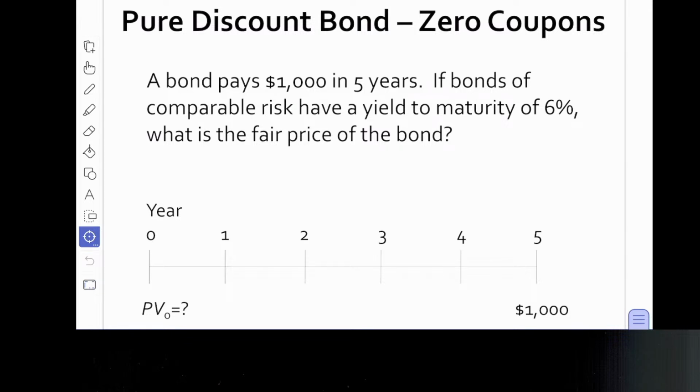Aha, is something missing? No, that looks good. 1,000, 1.06 to the power 5. So it's a basic time value of money formula, right? And so you entered it like you do the regular TVM problem. Is that correct?